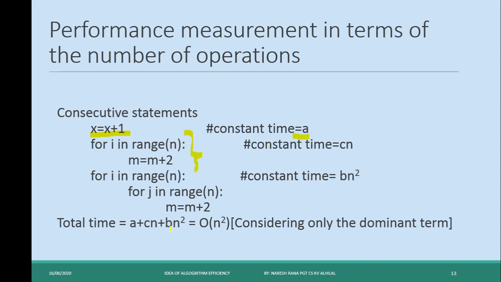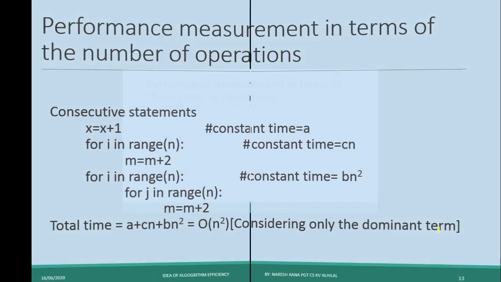So we have here a for x is equal to x plus 1, cn for the single loop, and in the last case two loops are used, an inner loop and an outer loop, that is b n square. So the order is O(n square), because the maximum dominant term is n square. So considering only the dominant terms.